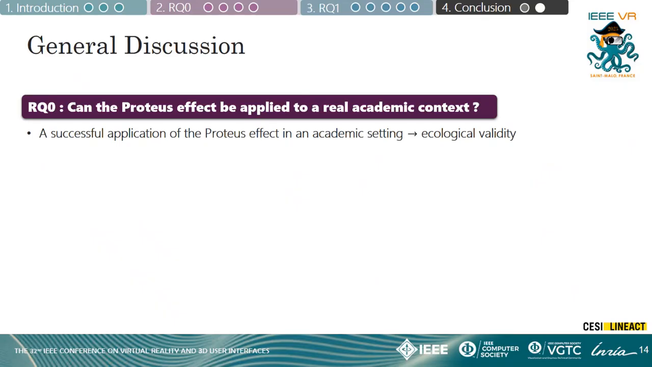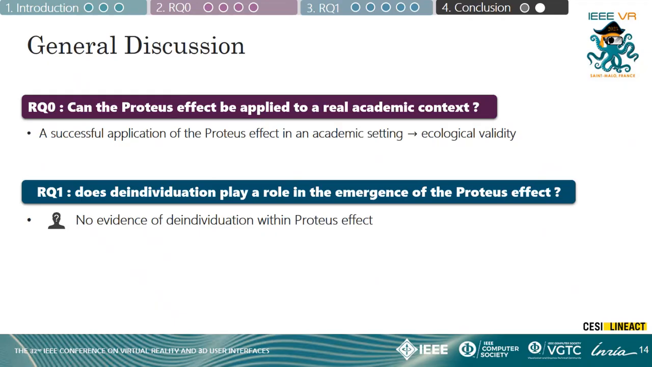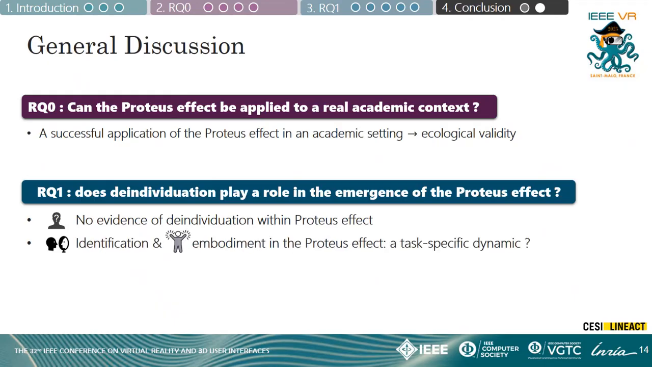So to recap, the preliminary experiment of this publication was able to successfully apply the Proteus effect in an academic context, therefore adding ecological validity to this phenomenon. The second experiment failed to demonstrate the role of deindividuation within the Proteus effect. However, it highlighted the potential complementary and task-specific dynamics of identification and embodiment processes within the effect.